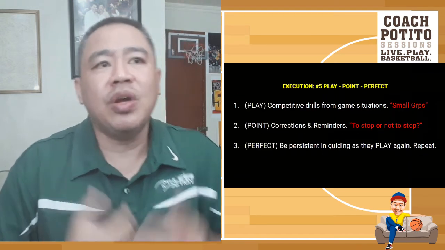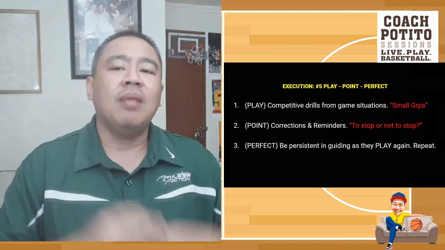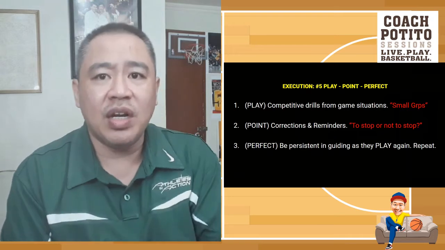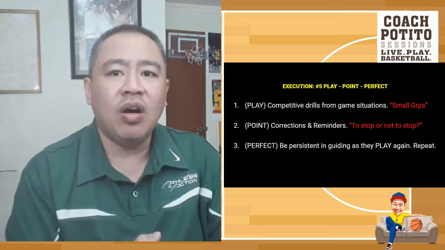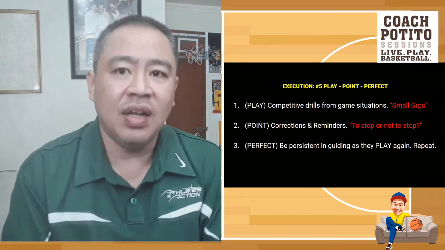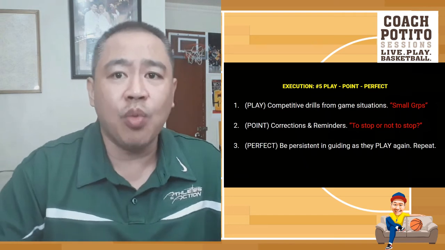For execution, we go back. Fifth is play, point, and perfect. Okay, play. Now you've done drills to equip them with their skills. The second level of drills that you have to put your players into are competitive drills. These competitive drills are from game situations that you've just broken down.